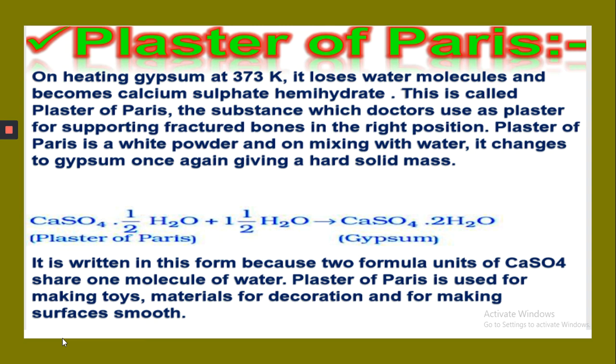Plaster of Paris is a white powder, and on mixing with water it changes to gypsum once again, giving a hard solid mass. The reaction is CaSO4·½H2O plus 1½ H2O gives gypsum, CaSO4·2H2O. It is written in this form because two formula units of CaSO4 share only one molecule of water. Plaster of Paris is used for making toys, materials for decoration, and for making surfaces smooth.